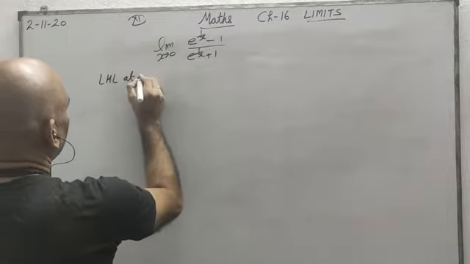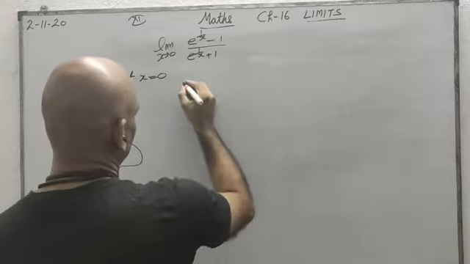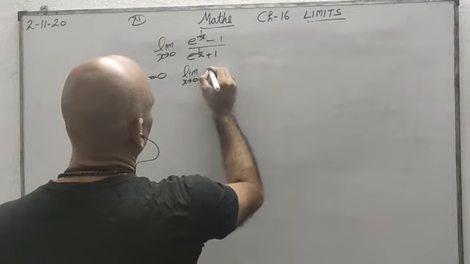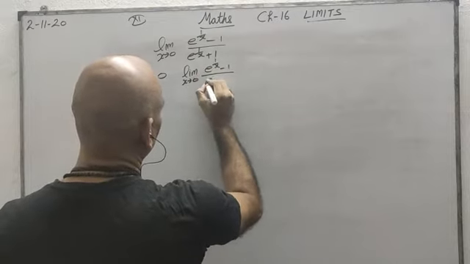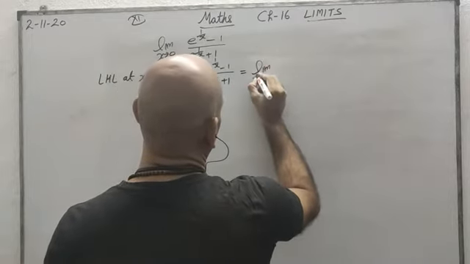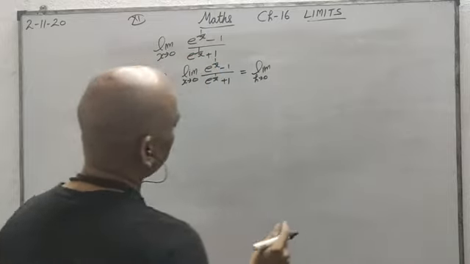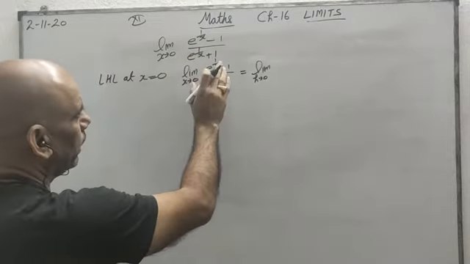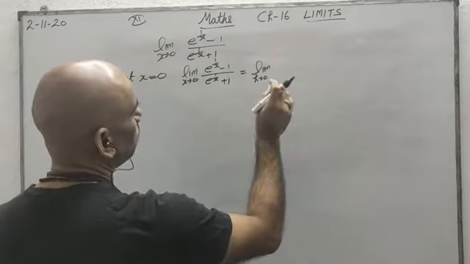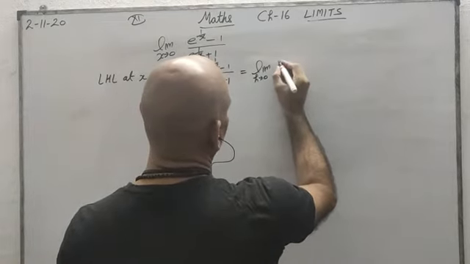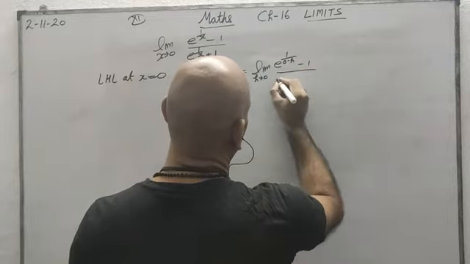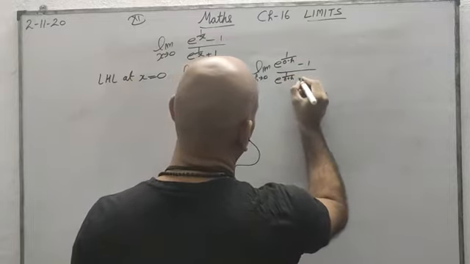LHL at x is equal to 0 means limit x tends to 0 of (e to the power 1 upon x minus 1) upon (e to the power 1 upon x plus 1). It means limit h tends to 0, and if we call it f(x), in place of x I'm going to substitute 0 minus h. So it is (e to the power 1 upon 0 minus h minus 1) upon (e to the power 1 upon 0 minus h plus 1).